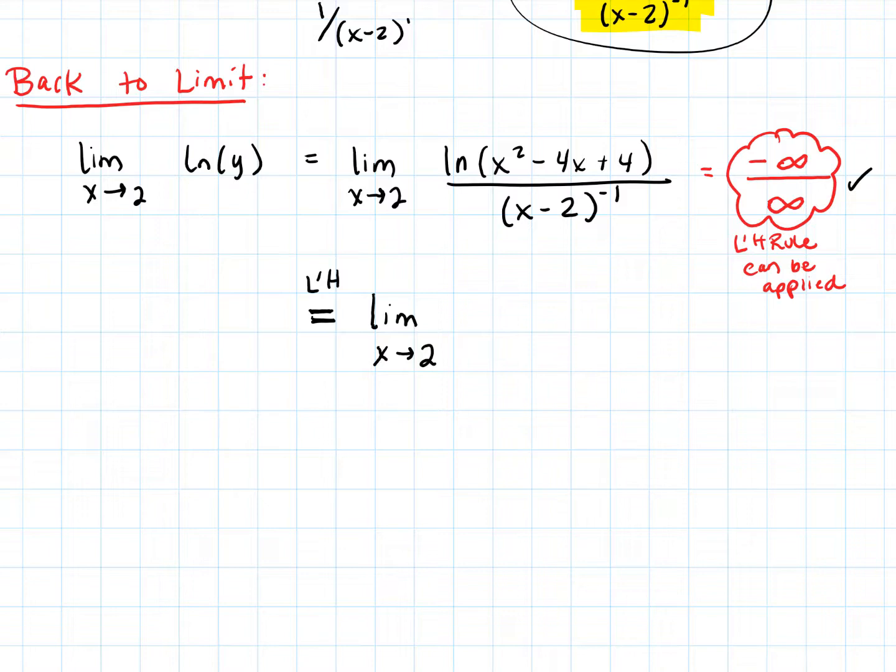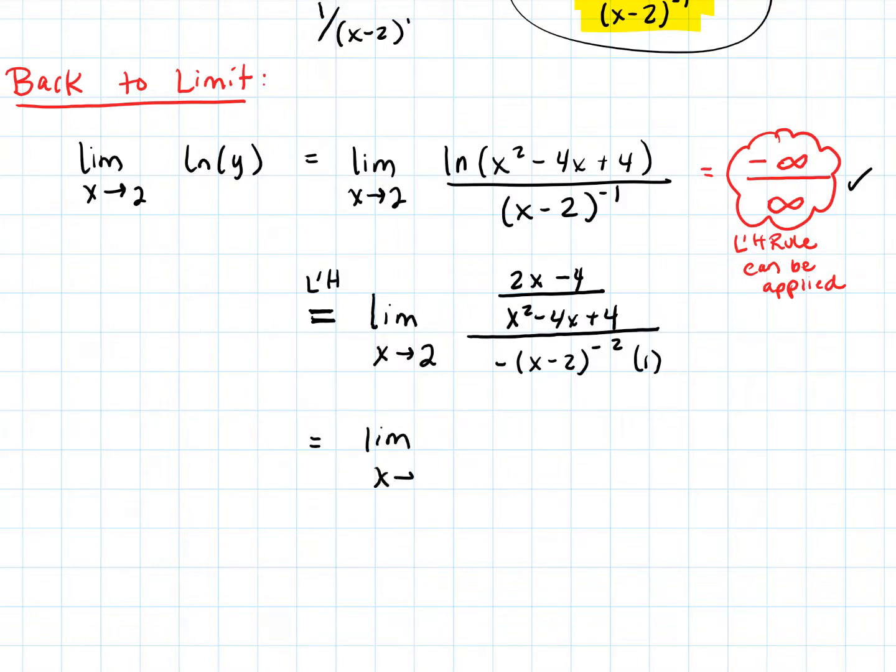So in the numerator, we're going to end up with 1 over this quantity times the derivative of that quantity. So that's going to end up being 2x minus 4, the derivative of the inside, over x squared minus 4x plus 4. So I took the derivative of the logarithm multiplied by the derivative of the inside and combined it all at once. Now on the bottom, I'm going to get minus 1 times x minus 2 to the negative second power times 1, the derivative of the inside there. And then I'm going to continue to simplify. I'm not taking L'Hopital's rule again, nothing like that. I'm just going to simplify.